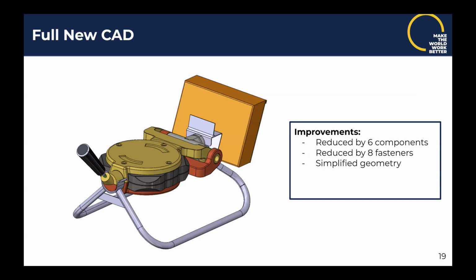So here you can see the full new CAD of the second version for our secondary customer group that does not have the rotational feature. This was reduced by 6 components, and due to that change, there were 8 fasteners that were reduced as well.